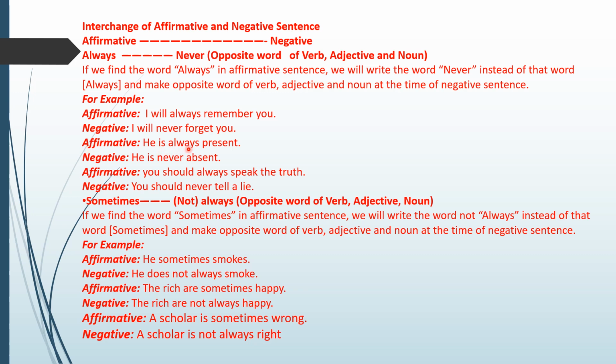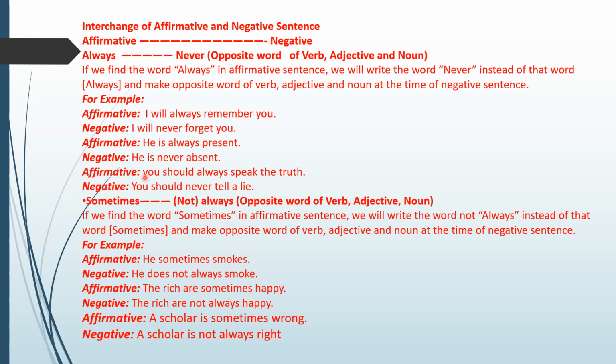Another example, he is always present. You see the word always is there in the affirmative. In the negative, you're going to write never. And you will write the opposite of present. So what is the opposite of present? It is absent. So the negative is he is never absent.